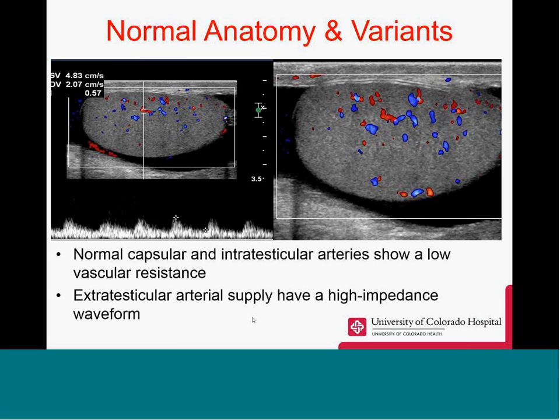Normal capsular and intratesticular arteries show a low vascular resistance waveform, seen here on our left, with an RI of about 60%. Extratesticular arterial supply does have a high impedance waveform, so you would have less diastolic flow, a higher peak systolic, and a much higher resistive index.